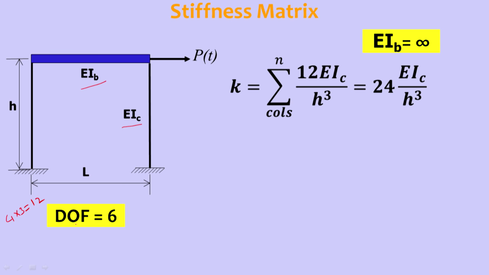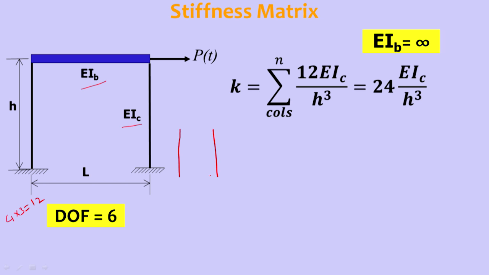If the flexural rigidity of this beam is infinity, then the reaction coming from one column, or the force required to produce 1 unit deflection at the tip of the column, is 12 EI by L cube, that is H cube. So 2 columns are there, column 1 and column 2. So that will give us 24 EI by H cube. In this one, what if the flexural rigidity of the column is infinity? In that case what happens?